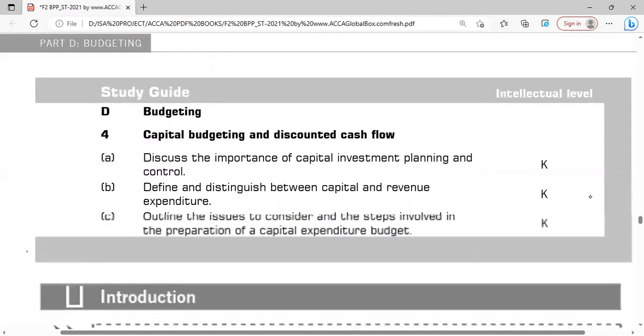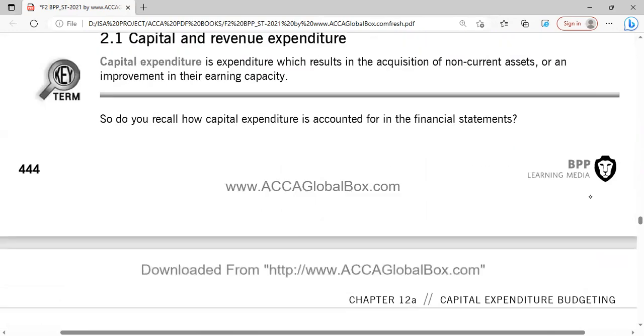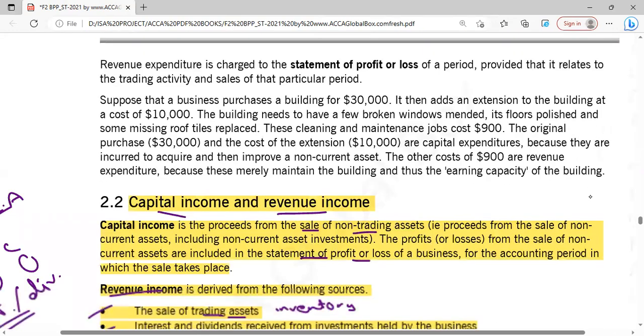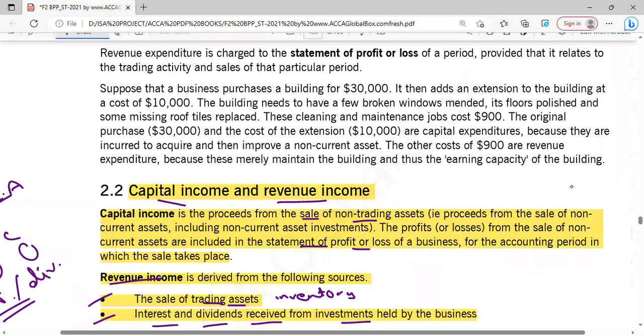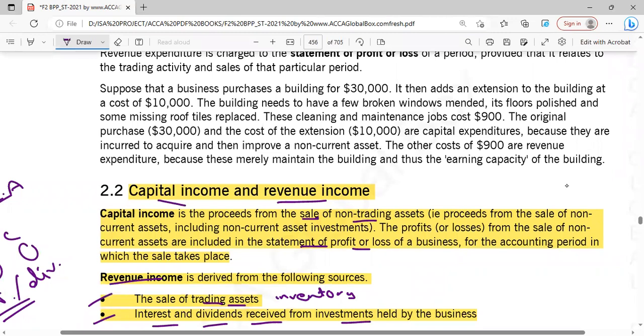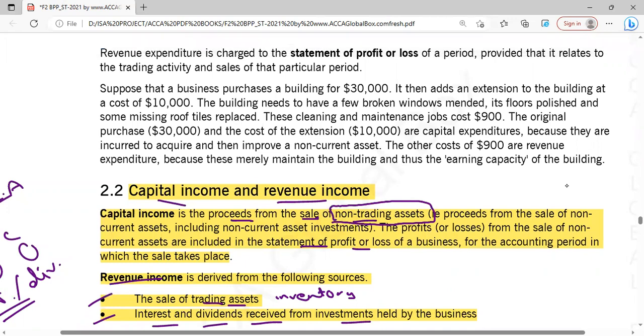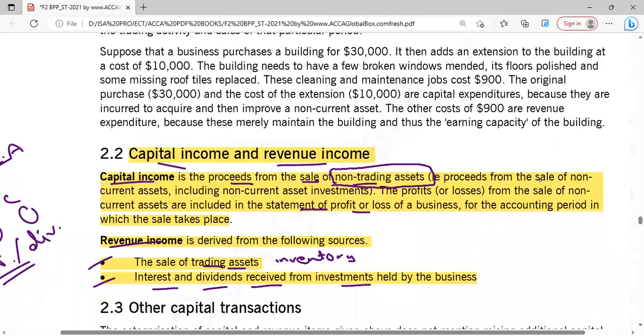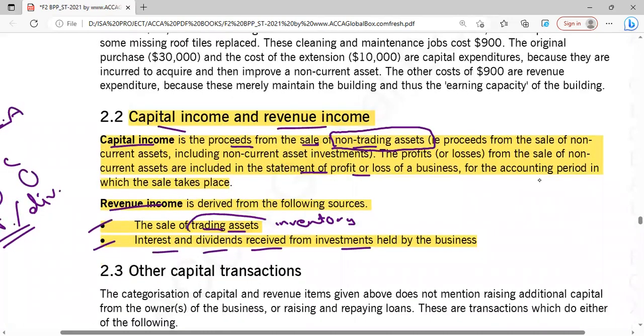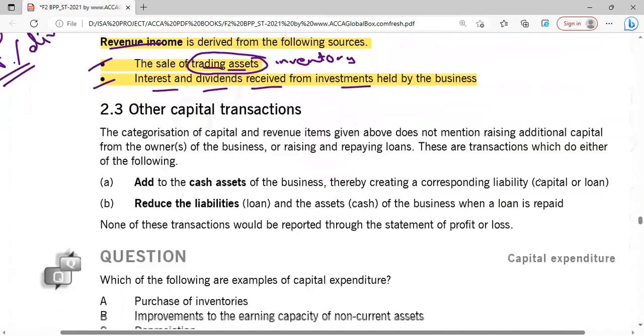So let's jump on to the sums. Same goes for capital income and revenue income. Capital income is the proceeds from sale of non-trading assets, that means if you're selling off that fridge or that machine or that particular equipment or a property or a building. Whereas your revenue income is from selling your trade items, the items you're trading in, your inventory and the other things that you're offering for sale.